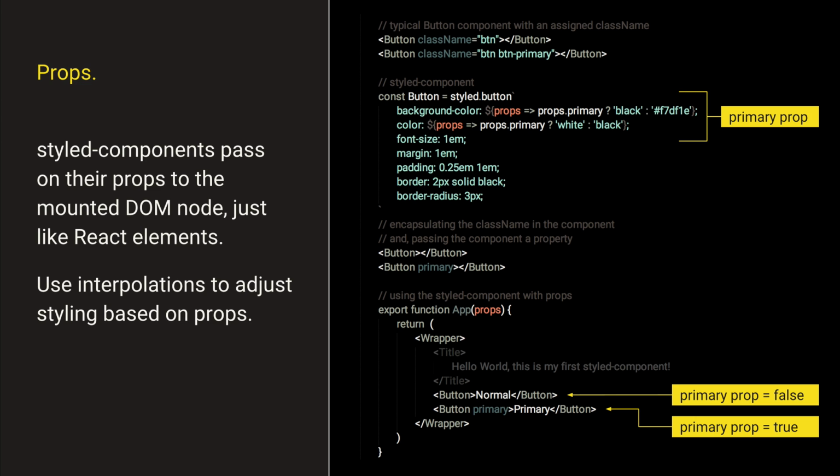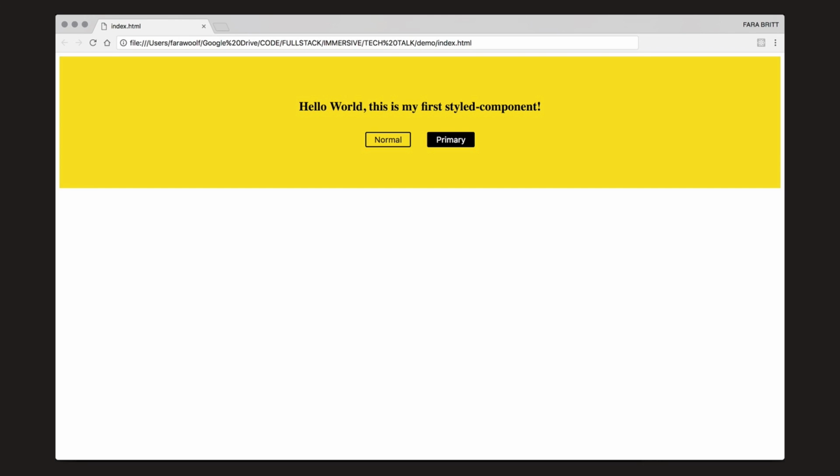Again, styled components pass on their props to the mounted DOM node, just like any other React element. So we use interpolations to adjust styling based on props. As another example, here we have two CSS properties being set with the primary prop, one for background color and the other for the text color. Inside the wrapper component, just like before, we will render a normal button and a primary button. And what happens is this, right? Super easy.